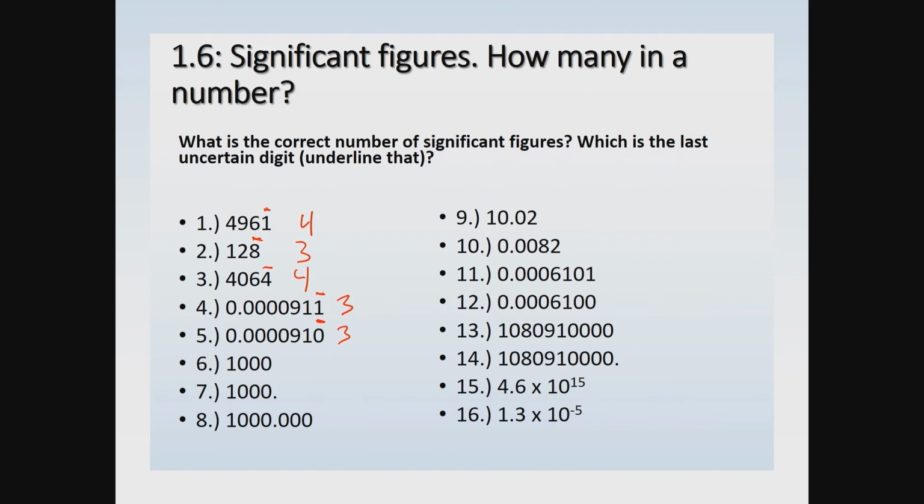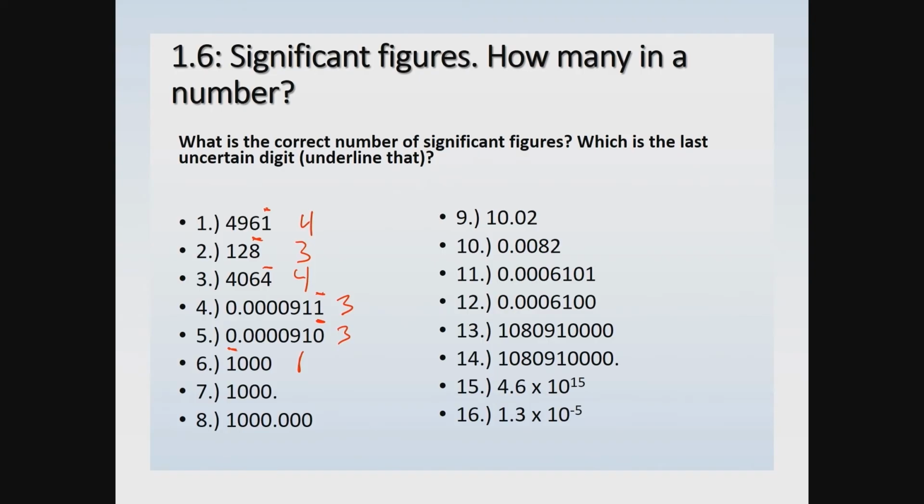Now, with 1,000, you will notice that there is no decimal place in that number. The zeros are to the right of that non-zero digit, the 1 there. So in that case, those zeros are assumed not to be significant. So we really only have 1 significant figure there in 1,000 without the decimal. So there's only 1 significant figure here, and this 1 here is the uncertain digit.